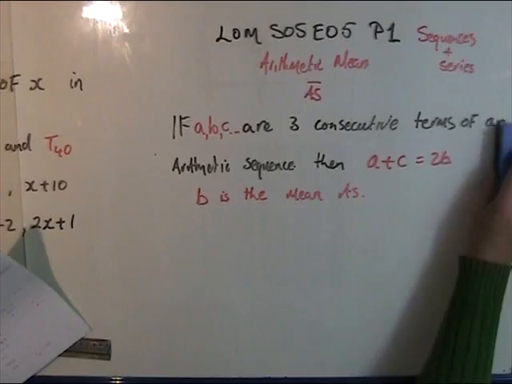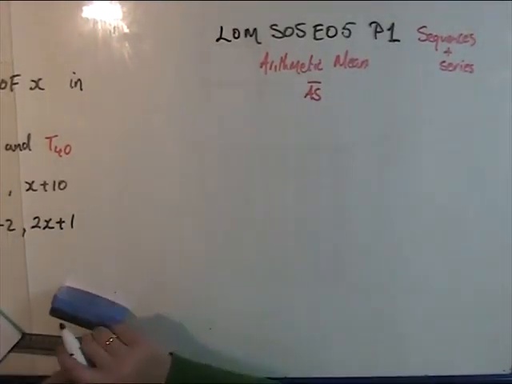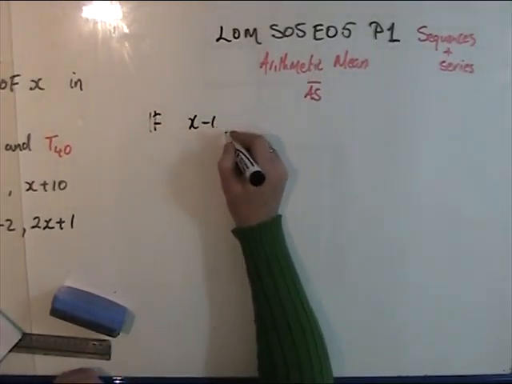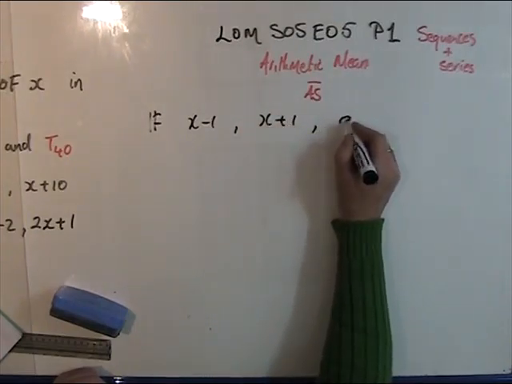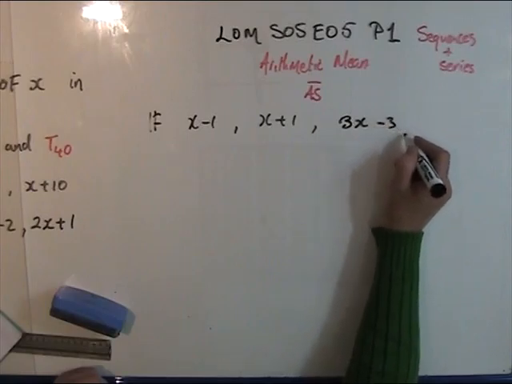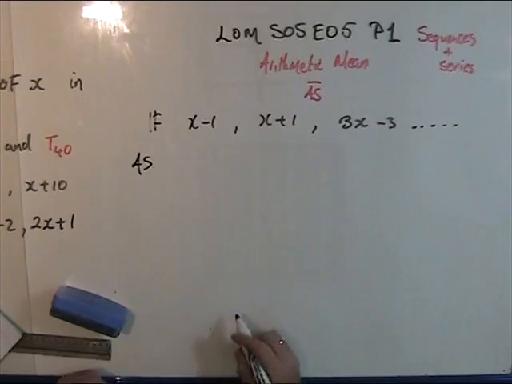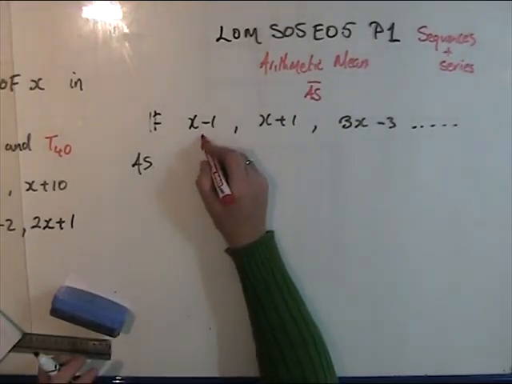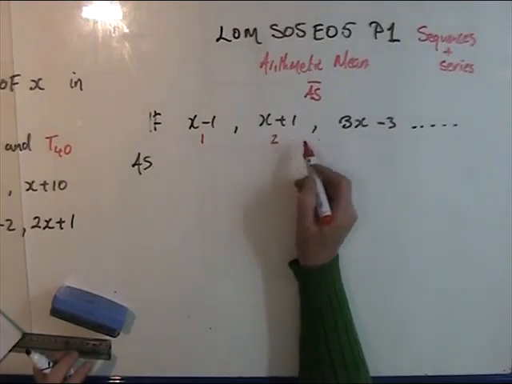So what does that mean? Well, let's put this into practice. So if I'm given, for example, x minus 1, x plus 1, and 3x minus 3 as terms in an arithmetic sequence. Now this is the first term. You can see these are terms, but they haven't disclosed what x is equal to. That's the whole idea here. You have to find it out.